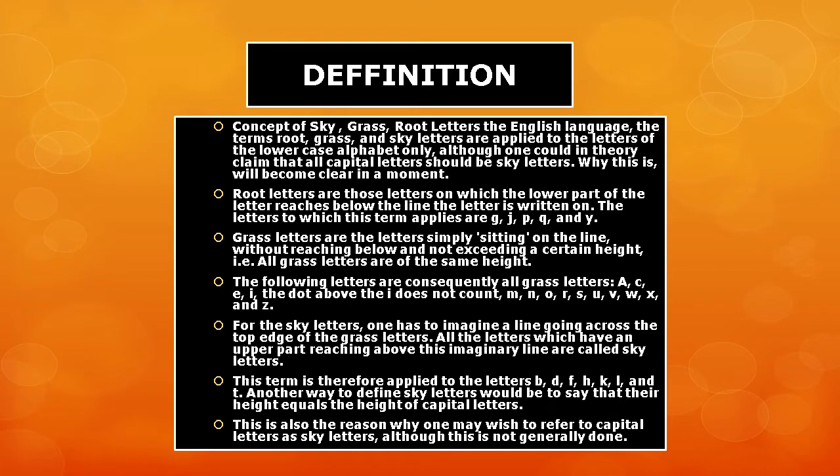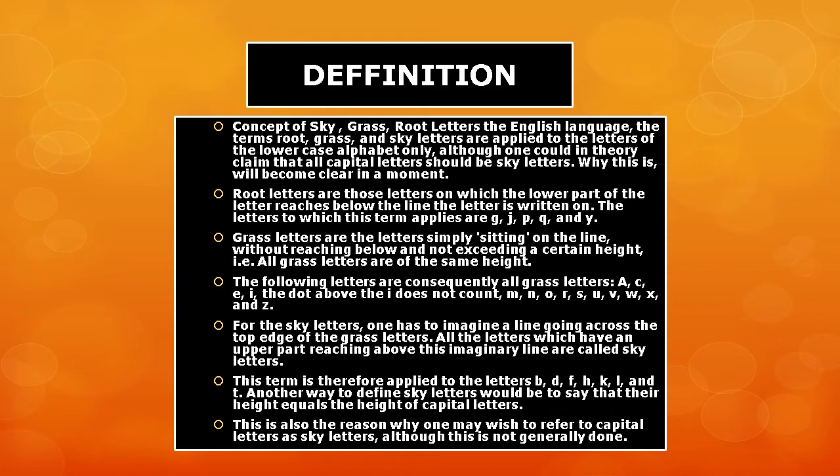Second point is root letters are those letters on which the lower part of the letters reach below the lines the letters is written on. The letters to which this term applies are G, J, P, Q and Y. Third point is this, grass letters are the letters simply sitting on the line without reaching below and not exceeding a certain height. For example, all grass letters are of the same height.